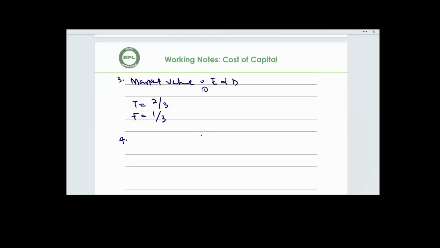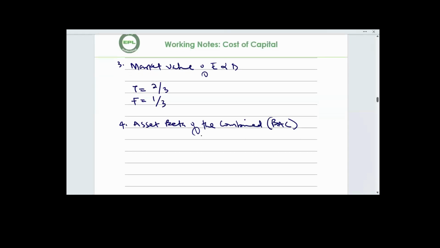Then step 4, we need to calculate weighted average asset beta, or asset beta of the combined activity of the combined, that is BAC. How do you do this? I showed you earlier on, beta asset of the combined will be calculated as beta asset of activity 1. The examiner has told us the activities are training and the financial service.